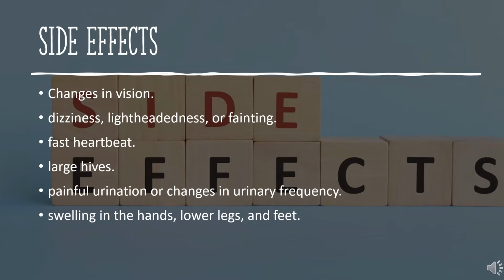Side effects. Telmisartan use can result in changes in vision, dizziness, lightheadedness, or fainting, fast heartbeat, large hives, painful urination or changes in urinary frequency, swelling in the hands, lower legs, and feet.